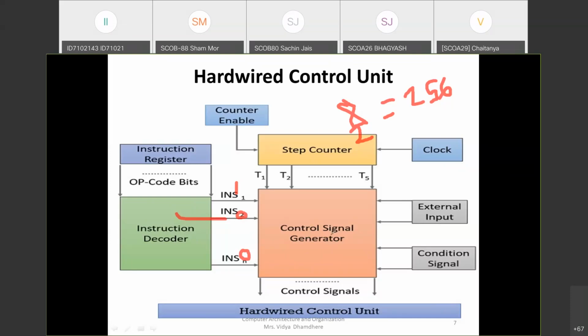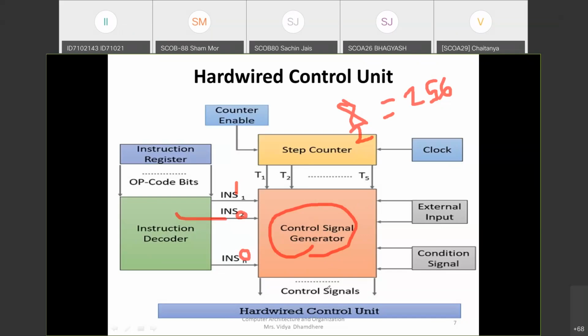Then we move to the next part. Whenever we are using this control signal generator, it is a combinational circuit. So it is going to generate the required control output for the decoding and encoding functionality of the hardware control unit. Now, if you see this control logic block, this whole block takes input from the step counter, also called the step decoder. Also, it takes input from the instruction decoder, external input, and condition. From all these places, this control signal generator takes the input, performs the processing, and generates the control signal.